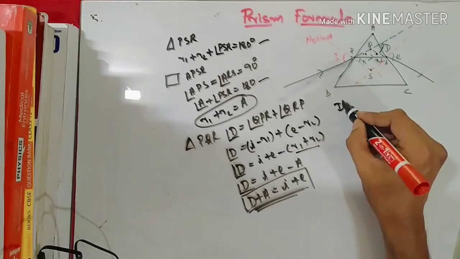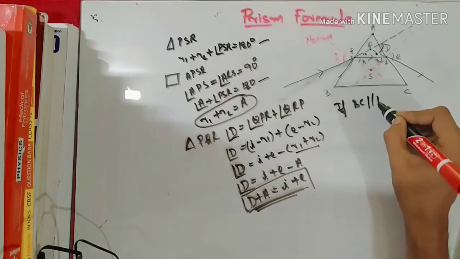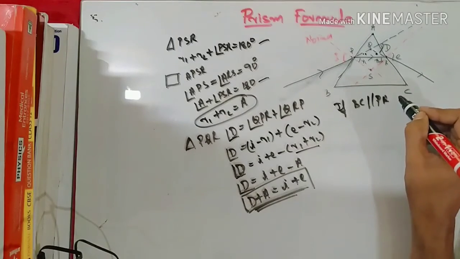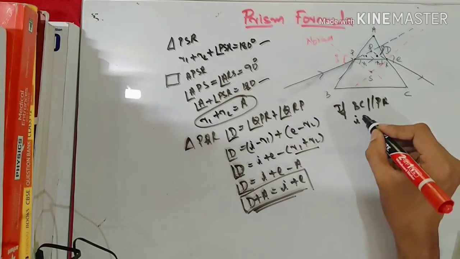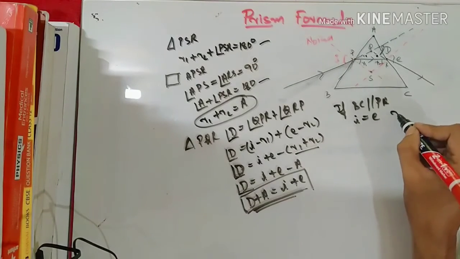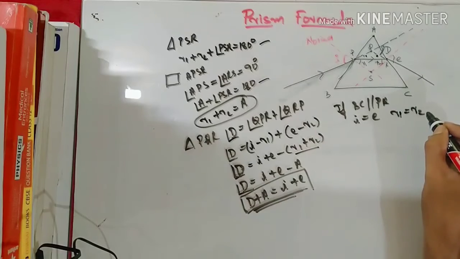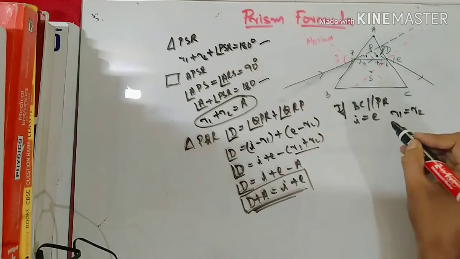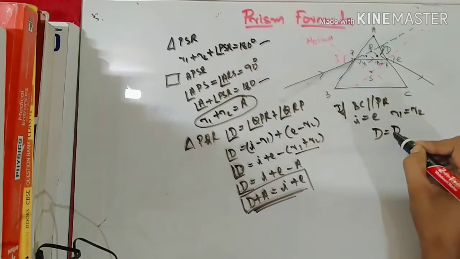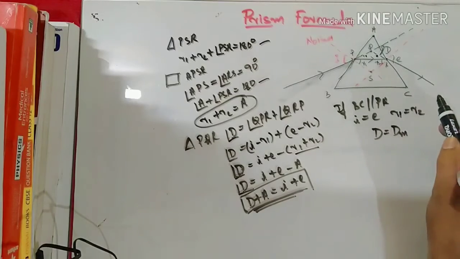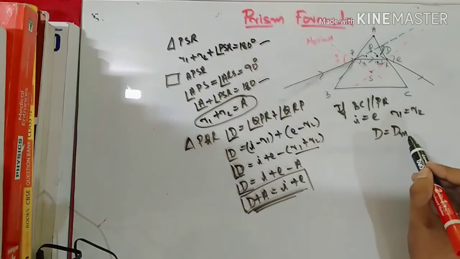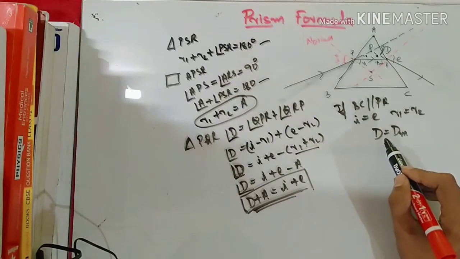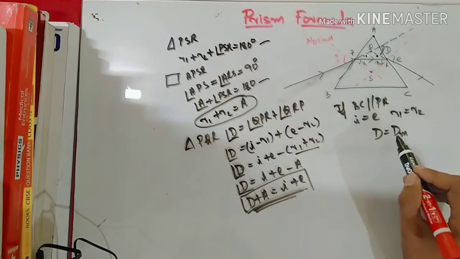If BC is parallel to PR, it will have a bilateral symmetry, and in that situation, I will be equal to E, R1 will be equal to R2, and that angle will be the minimum angle that we could obtain for deviation. This is called the angle of minimum deviation. That's why we call it the angle of minimum deviation. It is the minimum angle that we could obtain.